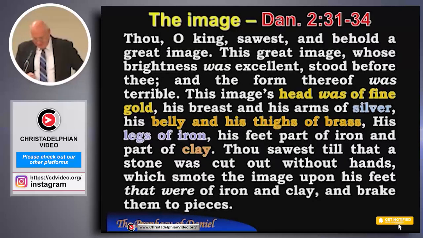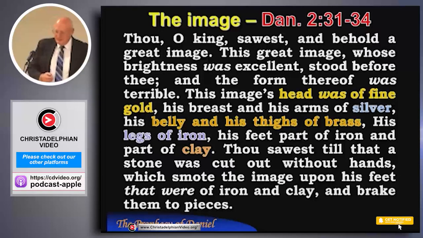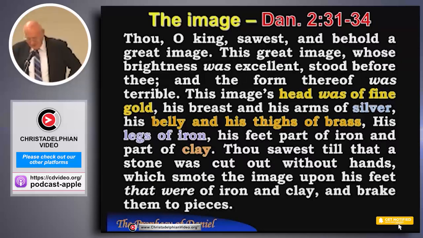So what did he see? Well, we read it, didn't we? We read from verse 31 through 34 the description of the dream of Nebuchadnezzar. Thou, O King, we read in verse 31, sawest, and behold, a great image. This great image, whose brightness was excellent, stood before thee, and the form thereof was terrible.